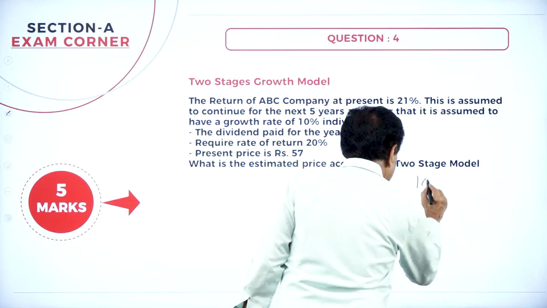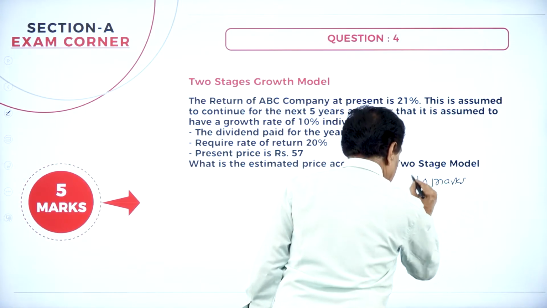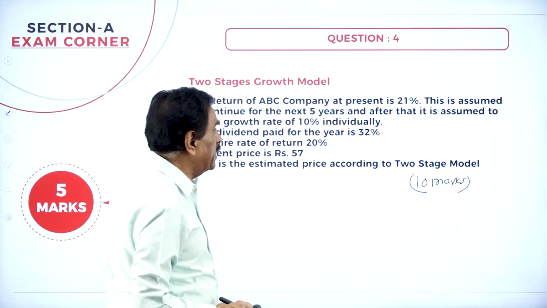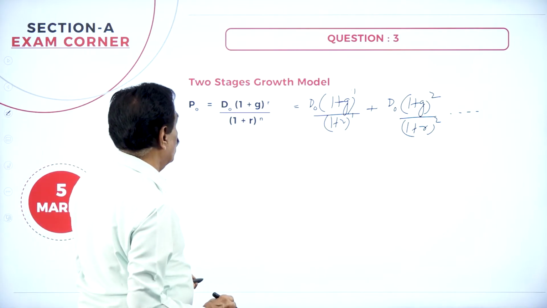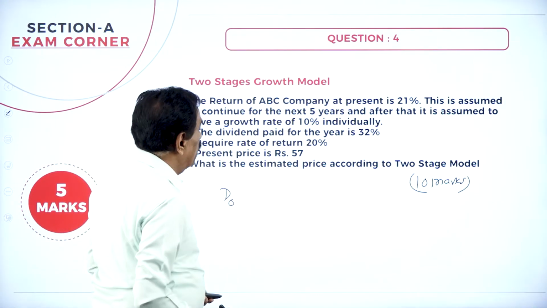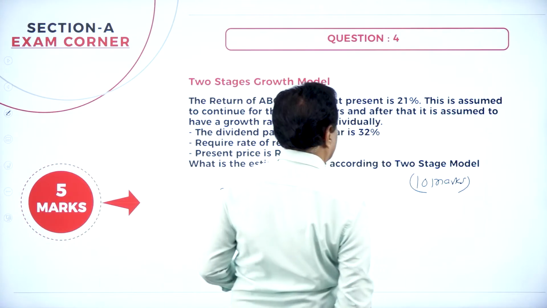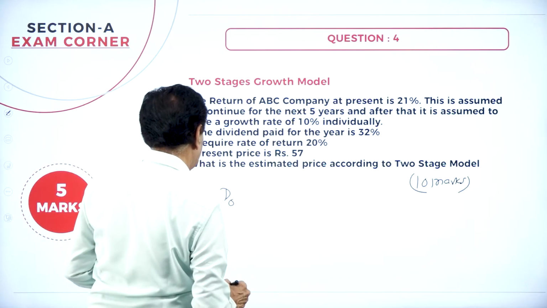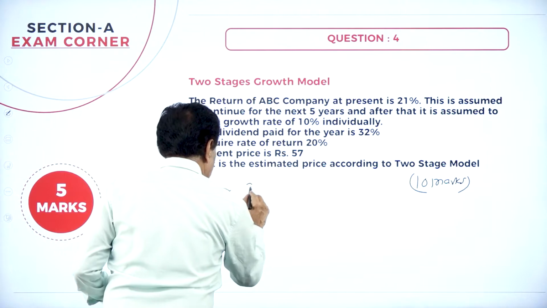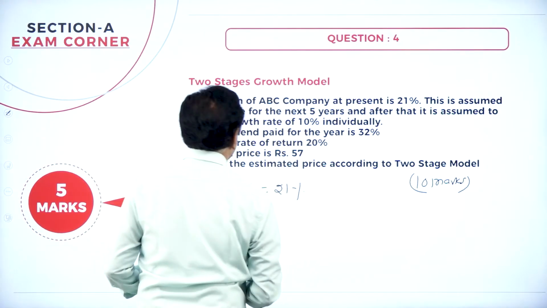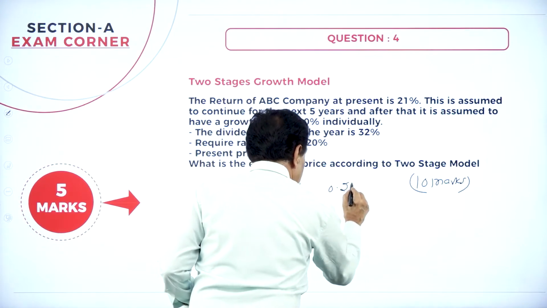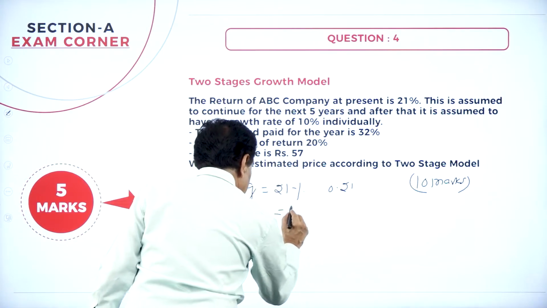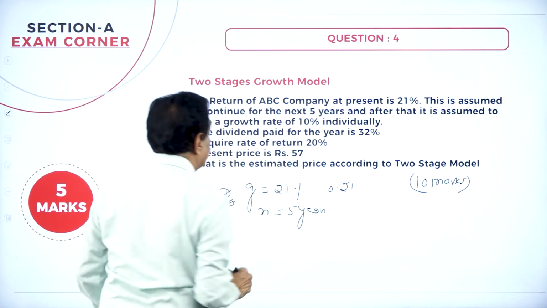This is for 10 marks. The return of ABC company at present is 21%. The growth rate, g is equal to 21%, 0.21. This is assumed to continue for 5 years. N is equal to 5 years.